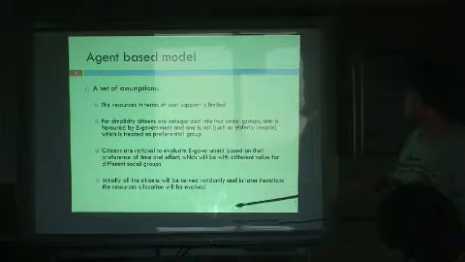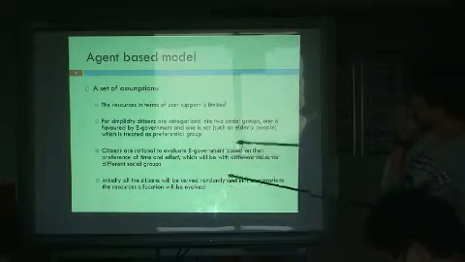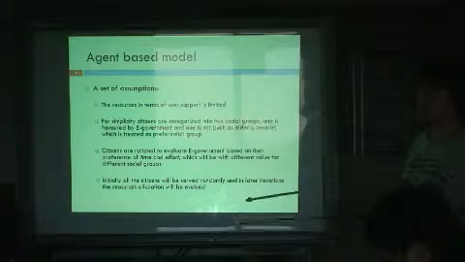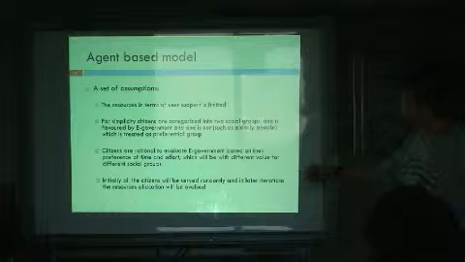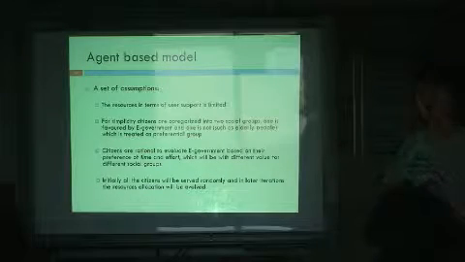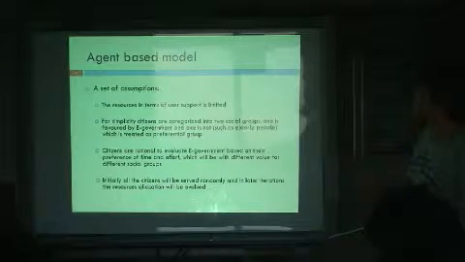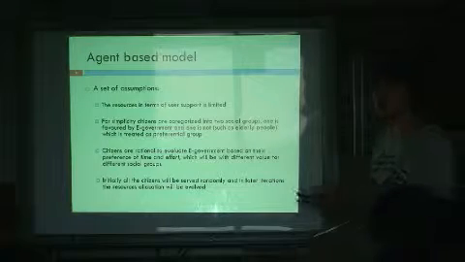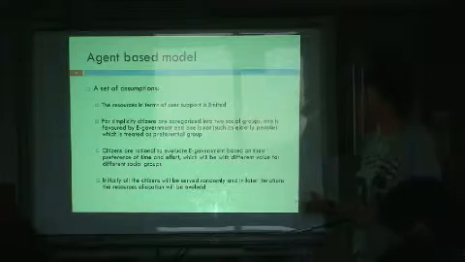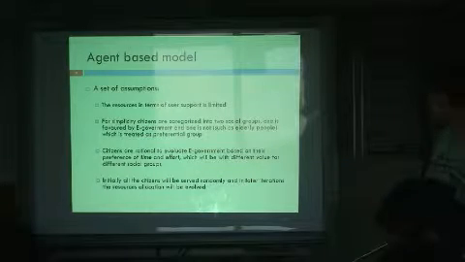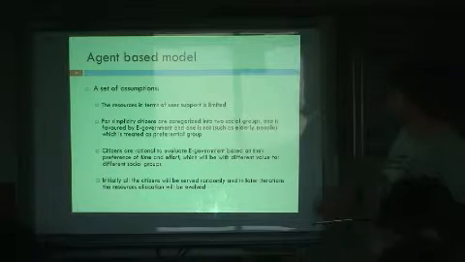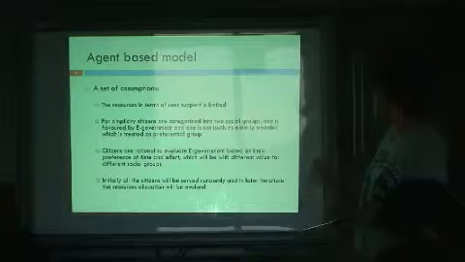So in our agent-based model, we have a set of assumptions. First, we assume the resources in terms of user support are limited. And also, different from previous work, we only categorize the citizens into two social groups. One is favored by the government and one is not, such as the elderly people and people without much education, and we treat them as the preferential groups.